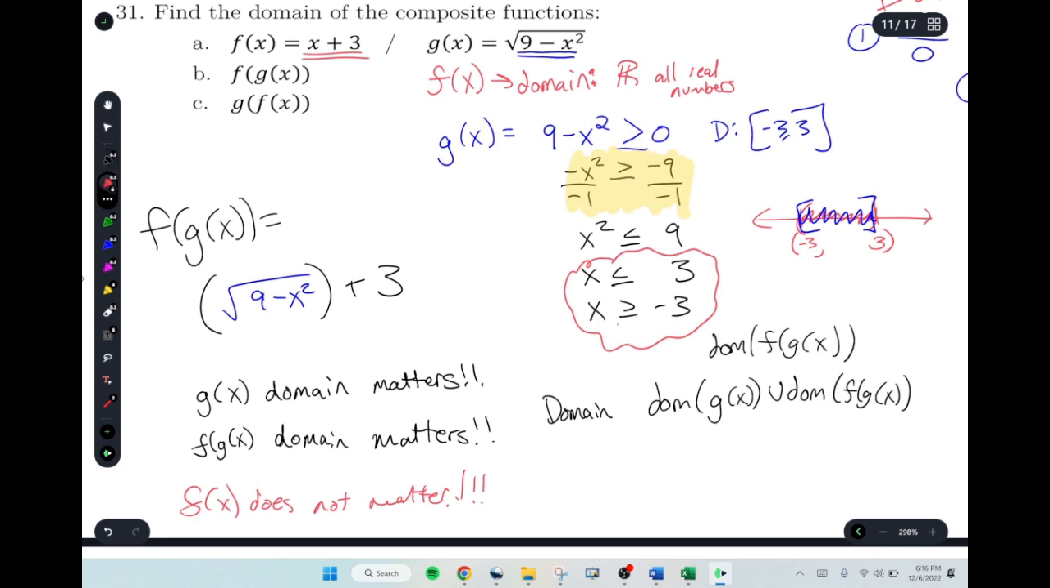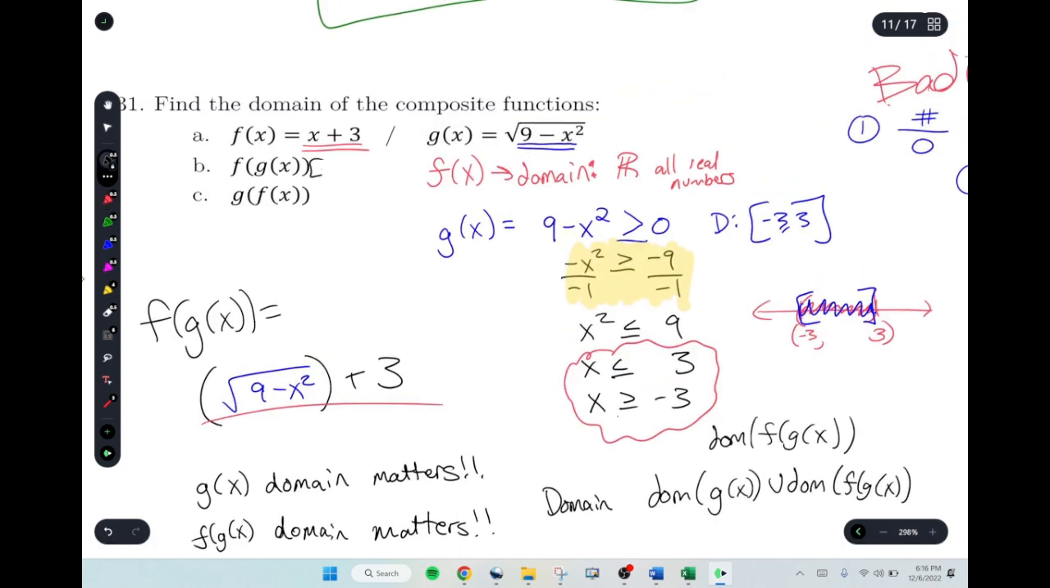I know it's fast. We can go over it again on Thursday. But where are the bad numbers here? Same exact spots. It didn't change. The only bad numbers are inside that square root. So your domain for f of g of x is negative 3 to 3, just like it was for g of x, because you have to check both of those. You would plug in x plus 3 and x squared.